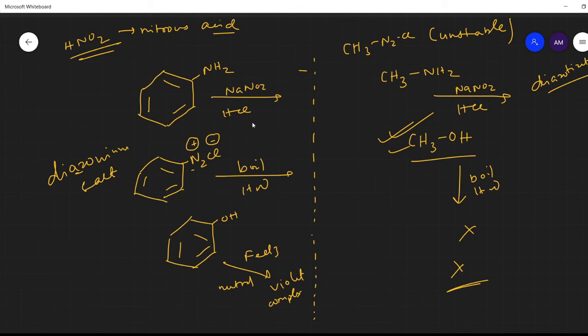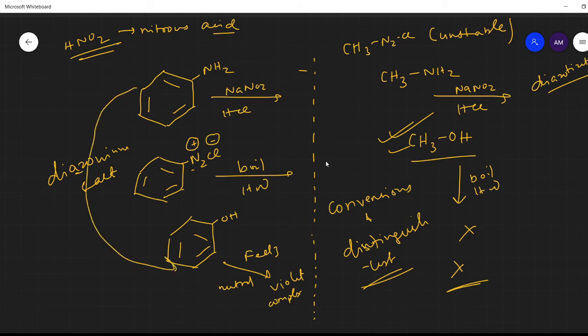So according to what you saw here, conversions and distinguishing tests are somewhat interlinked. You have to know both. Sometimes you don't know how to distinguish between two compounds, but you can convert them into other compounds and then distinguish them, like what we did here. We converted aniline into phenol and this aliphatic amine into an aliphatic alcohol, and then we know the test, right?